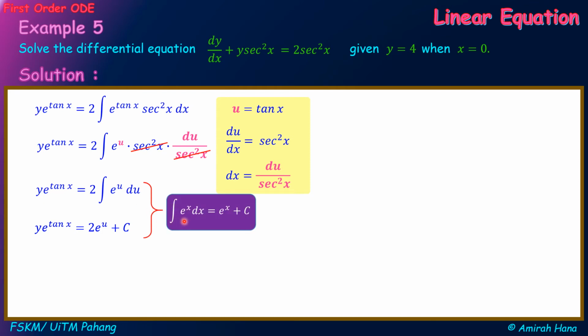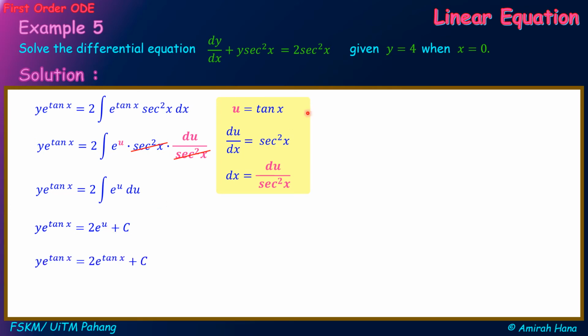If we integrate e to the power of x dx, we get e to the power of x plus c. So now we integrate e to the power of u du. So the answer equals e to the power of u plus c. Right? After that, we replace u equals tangent x. So we get this. Okay?